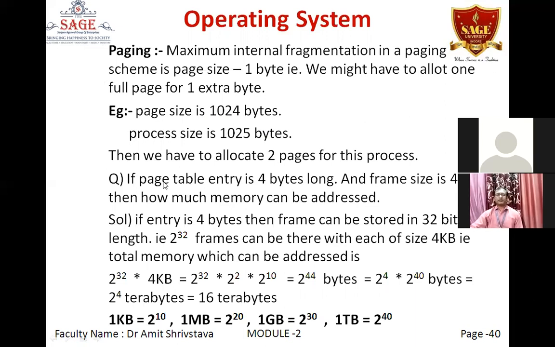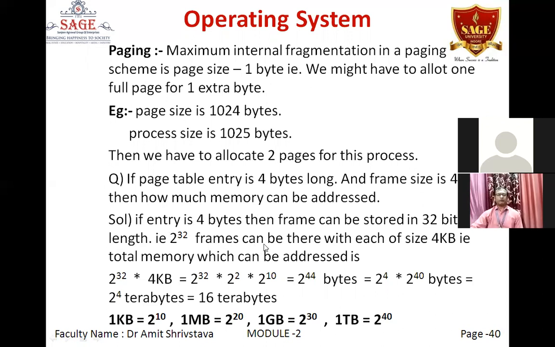Now let us look at an example numerical. If the page table entry is 4 bytes long and the frame size is 4 KB, then how much memory can be addressed? Now we know that the logical address consists of 2 fields: one is the page number and another is the offset of the page. Here we have been given the frame size equal to 4 KB. It simply means that the page size is also 4 KB and the page table entry is 4 bytes long. So if the entry is 4 bytes, then the frame number can be stored in 32 bits, right?